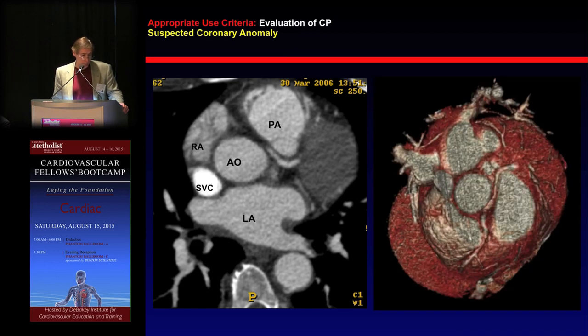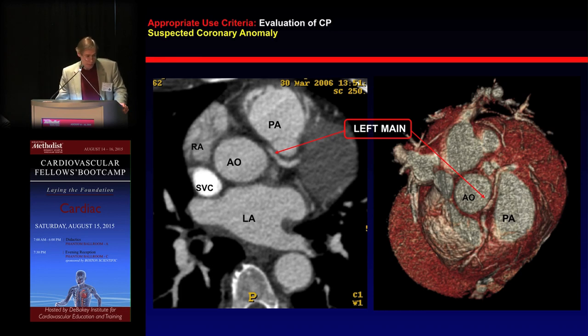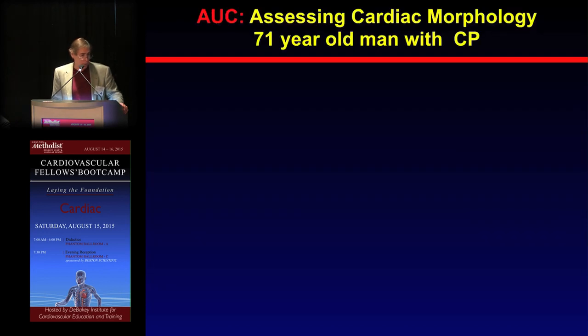This is a 3D rendered view, again showing the same thing. And you can see where the left main comes off the right sinus and tracks between the pulmonary artery and the aorta, which is considered a significant finding and one of the reasons for doing bypass surgery in patients who then might also have underlying myocardial ischemia. This is another way in which we can use CT for assessing cardiac morphology.